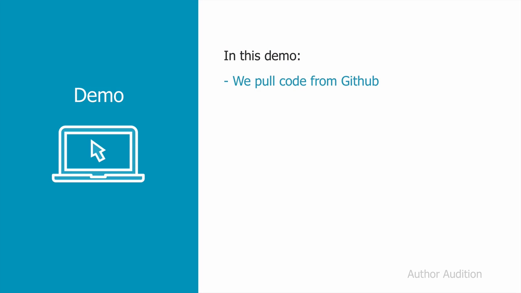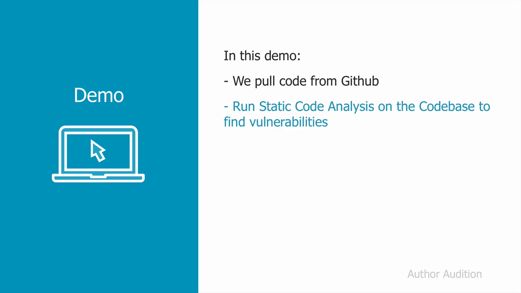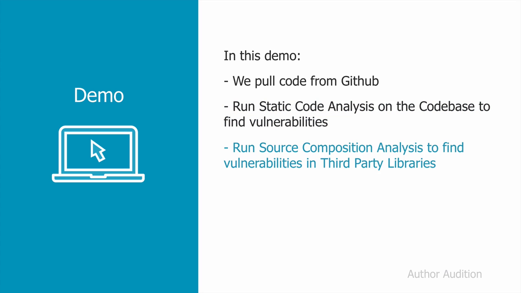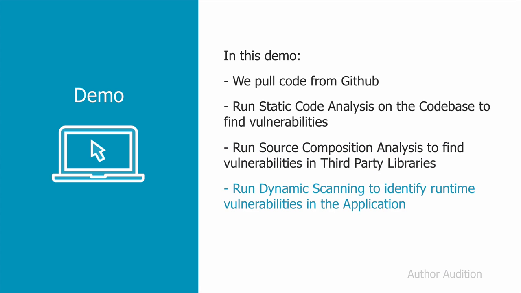Right, so our demo is going to be like this. We're going to pull some code from GitHub, run static code analysis on the code base to find vulnerabilities with the static code. Then we're going to identify security issues in the third party libraries. So I've imported a bunch of third party libraries. We're going to see what kind of security issues those libraries have. And then we're going to run some dynamic scanning to identify runtime vulnerabilities in an application. All of this is going to be done in an automated way. That's the most important thing, right?